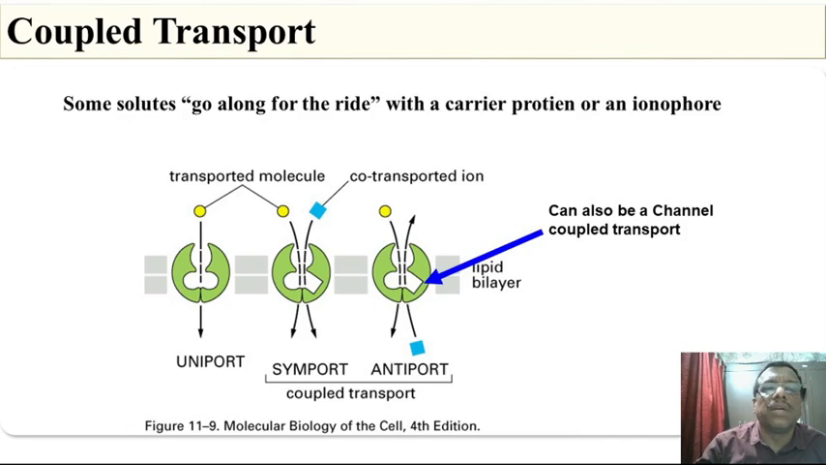Some molecules require a go-along for the ride, which requires the transport of molecules only in the presence of some ions. Then only the molecules are transported.